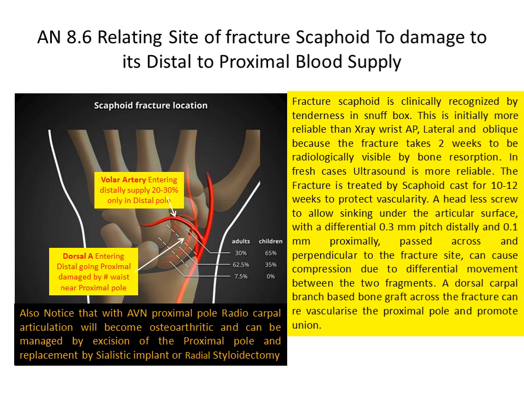So when the proximal pole becomes osteoarthritic, then it has to be managed by excision of the proximal pole and replacement by a silastic implant. Or you may have to do a radial styloidectomy, which is far more disabling.